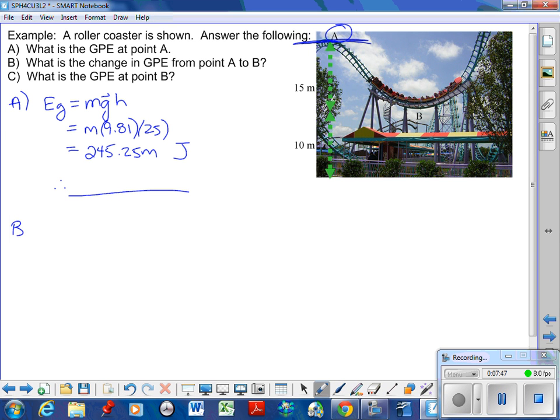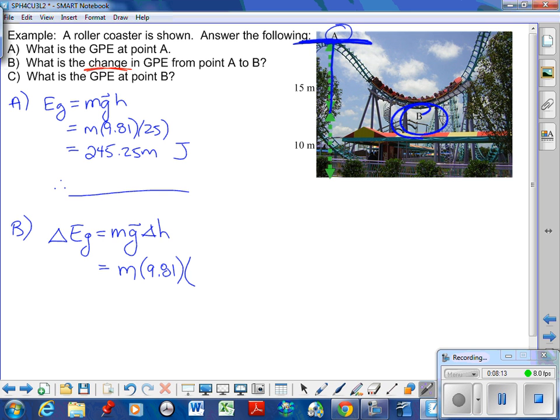B part. What is the change? And there's that key word. What is the change in GPE? That means we're going to use the delta Eg formula, which is mg delta h. Again, we don't know the mass. Gravity is 9.81. Change in height. Well, the roller coaster went from up here down to point B. If you can't see point B, sorry, it's right there. So it changed 15 meters. That's the change in height.